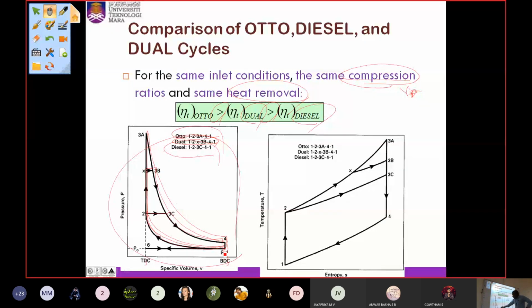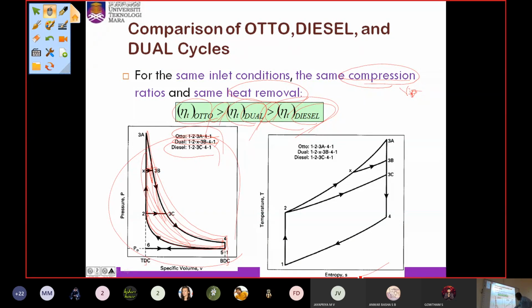From that, the area will give you the work done, so we have to compare. If you calculate the thermal efficiency, the Otto cycle will give you the maximum thermal efficiency for these conditions, followed by the dual cycle, and the least performance will be with the diesel cycle. Okay, so this is the order for the same inlet condition, same compression ratio, and the same heat removal.